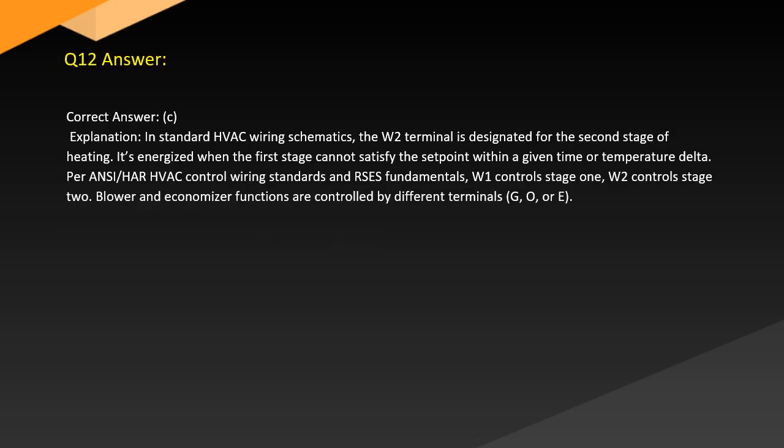Answer. Correct answer: C. Explanation. In standard HVAC wiring schematics, the terminal is designated for the second stage of heating. It's energized when the first stage cannot satisfy the set point within a given time or temperature delta. Per HVAC control wiring standards and RSES fundamentals, it is stage 2. Blower and economizer functions are controlled by different terminals: G, O, or E.